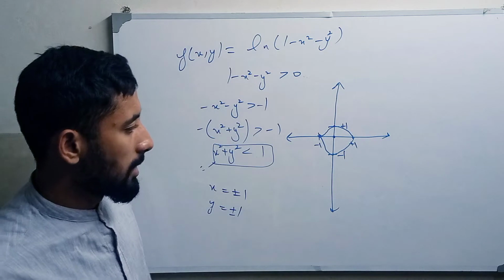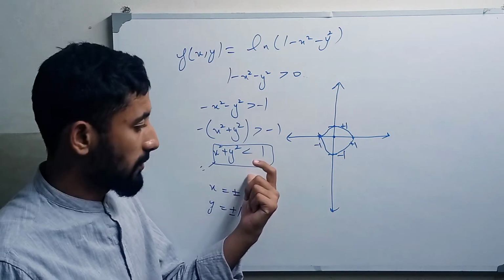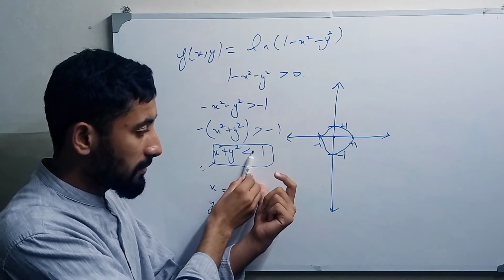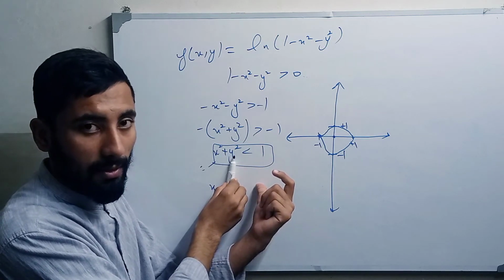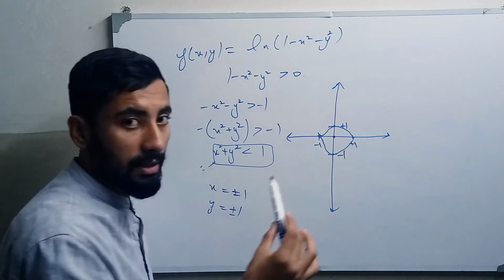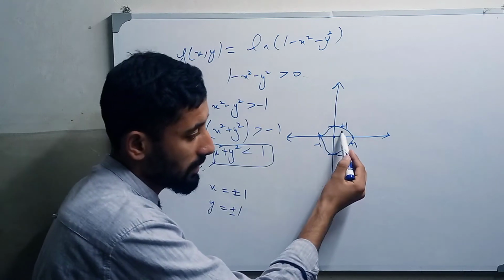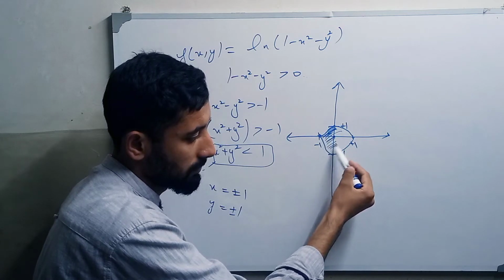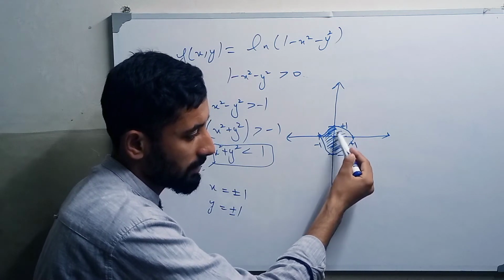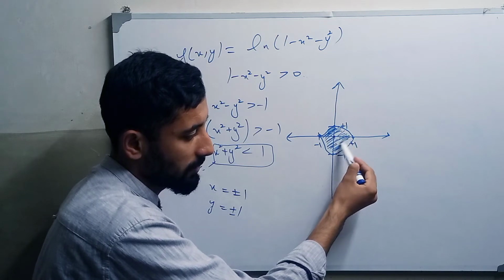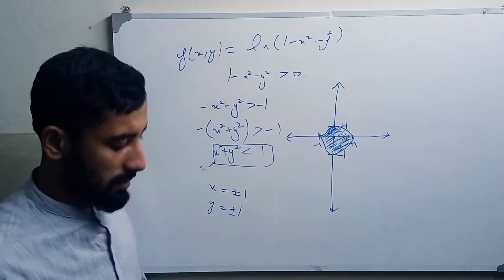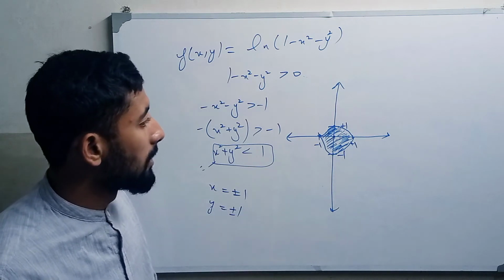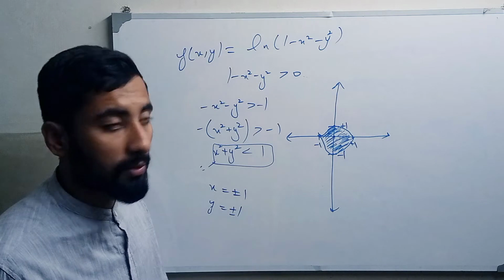Okay, and what will be the condition given to us? What will be the domain? X square plus y square must be less than 1. Means the domain will be this, inside the circle, you can say. You will shade it, and that's how this is. Let's look at another example. Hope you are understanding this.